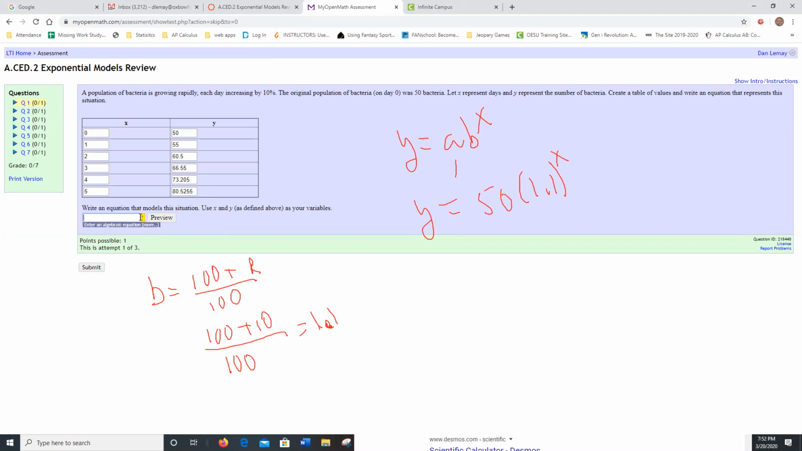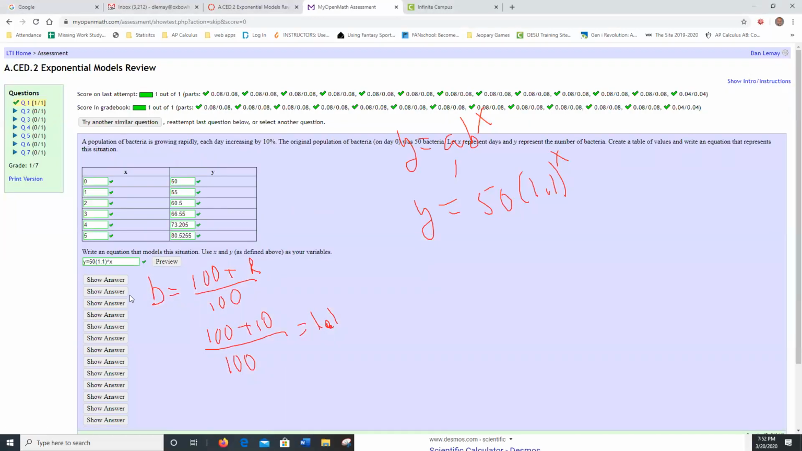Now, they want us to write y. See how they're telling me to use x and y as defined? They aren't saying y equals, so I need to have the y in here. Equals. Now I'm going to put the 1.1 in parentheses and then caret x. I think that looks right. Let's see if this works. Yes, they liked what I put in. Okay, so that's how you do this problem.